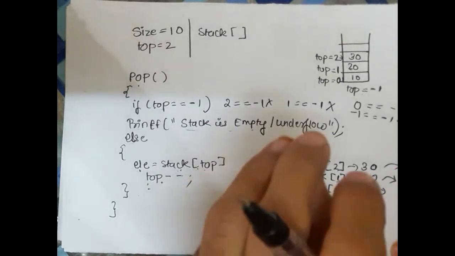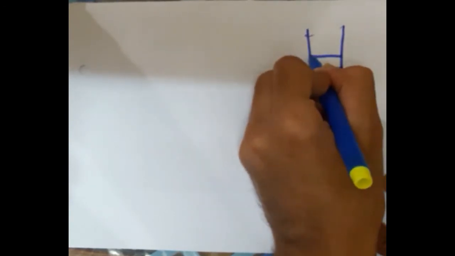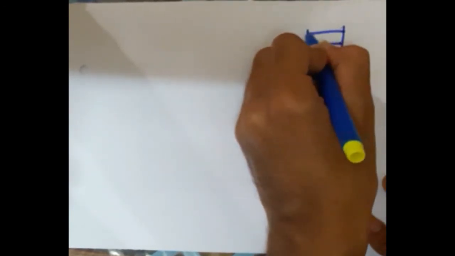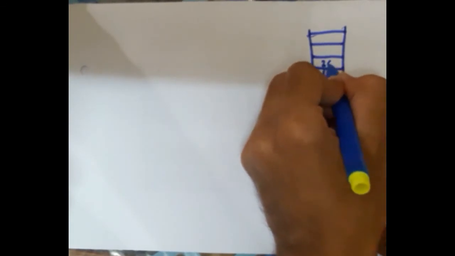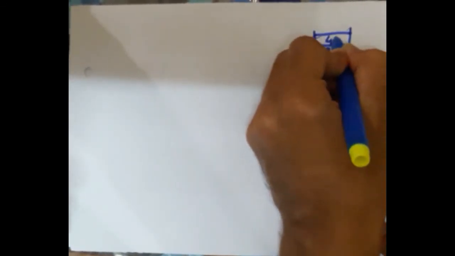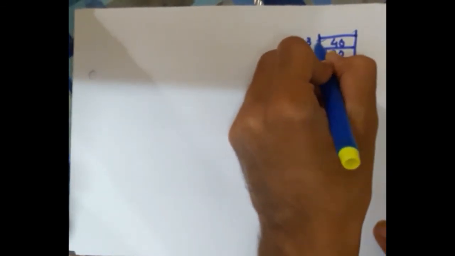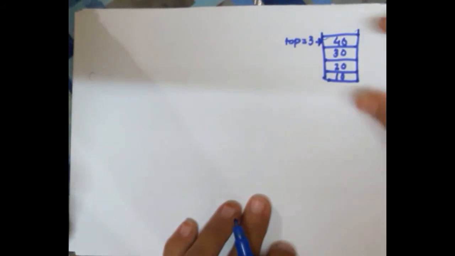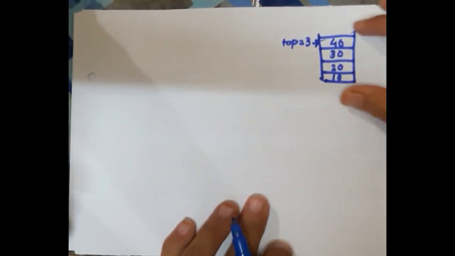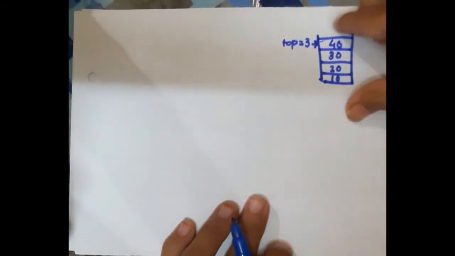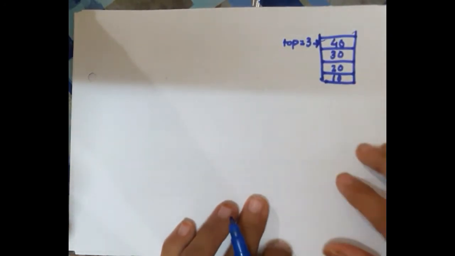The third operation is the display operation. Consider a stack like this, which has 4 elements, and top is at 3. Okay, so this is a stack which has 4 elements, and now we have to display the elements of this stack using the display operation.